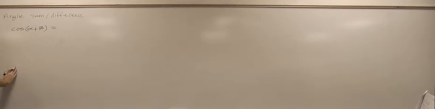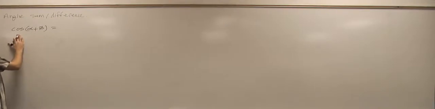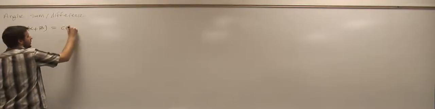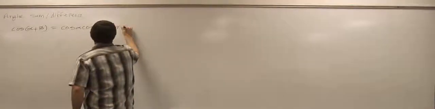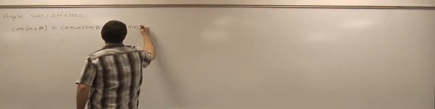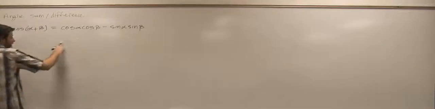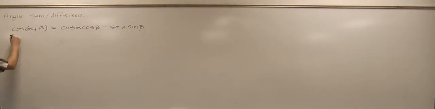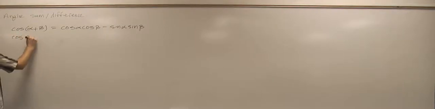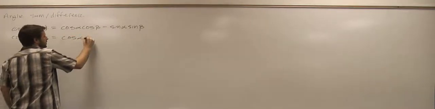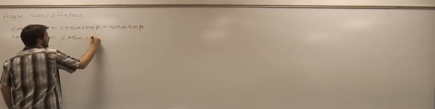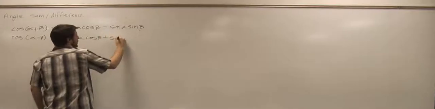We had a formula for adding two angles inside of a cosine. If you remember the way that works, you do cosine of the first, cosine of the second, minus sine of the first, sine of the second. Actually, this reminds me of something I want to talk about. Let me write the other one down. There was cosine of a difference, which was the same thing except you change the sign: cosine alpha, cosine beta, plus sine alpha, sine beta.